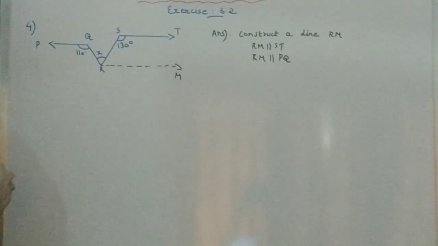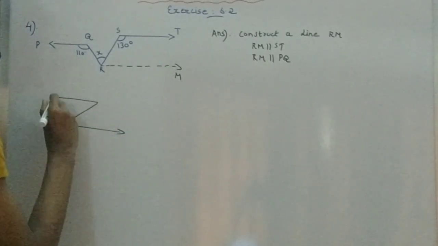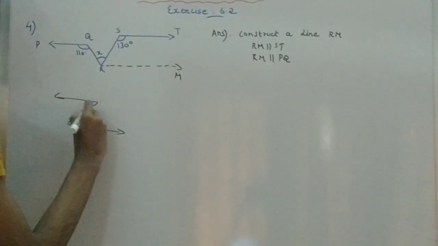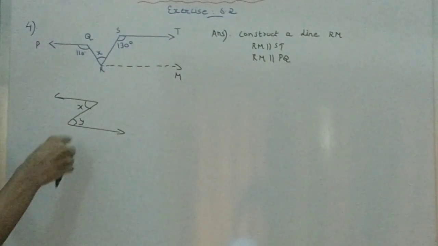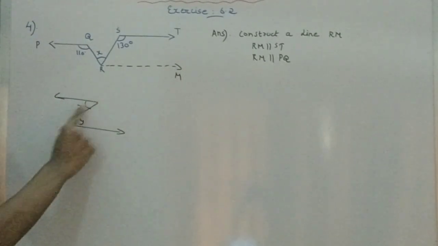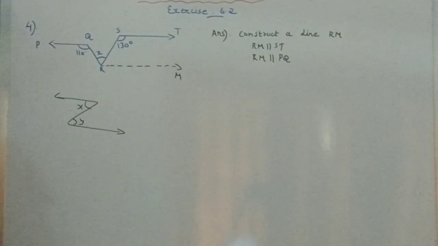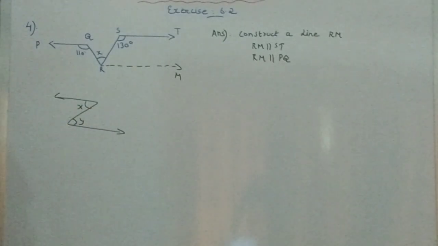Now here one thing that you should know: whenever a Z-like structure is formed like this, I am marking this as angle X and this as angle Y. If you see over here, these two are alternate interior angles. In many questions there may be a difficulty to identify it. So just see whether a Z shape is forming. If a Z shape is forming, this angle and this angle usually will be alternate interior angles.